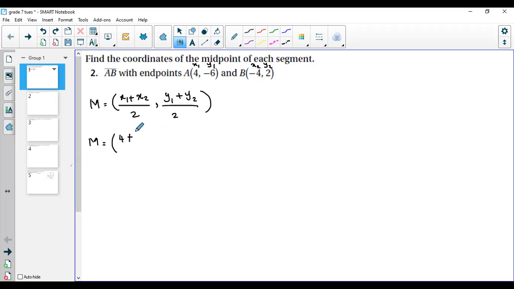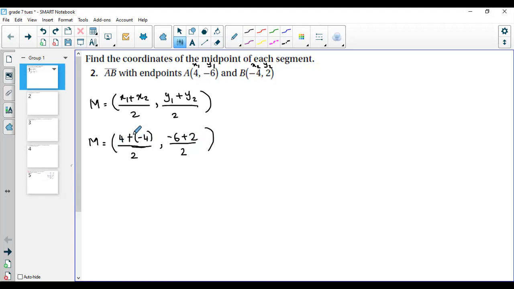It's minus 4. So not to confuse, I am putting that inside the parenthesis. Because if I write plus minus without the parenthesis, definitely anyone will be confused. Divided by 2, comma. What is the value of y1? y1 is negative 6 plus y2 is 2. So I write 2 divided by 2.